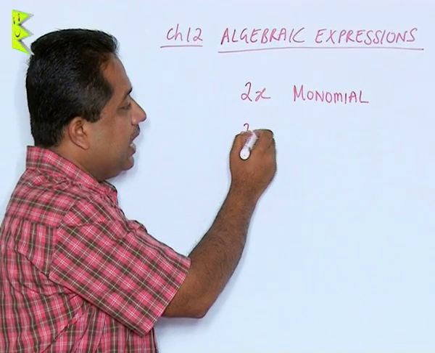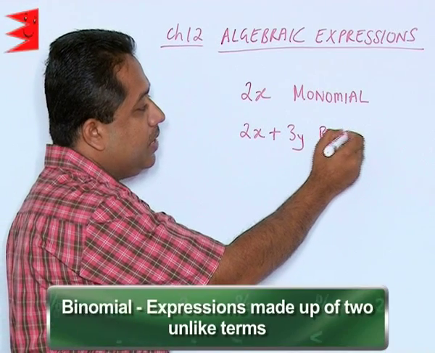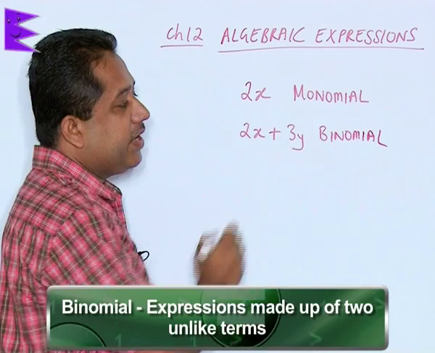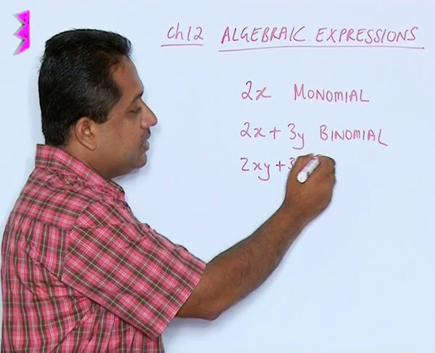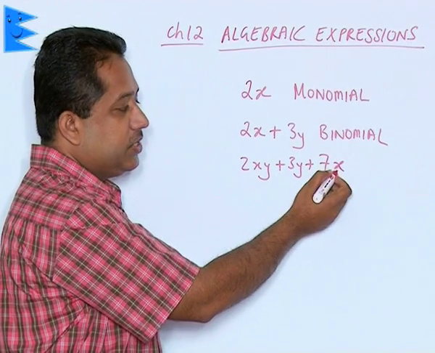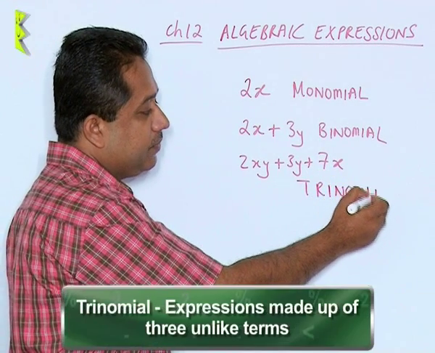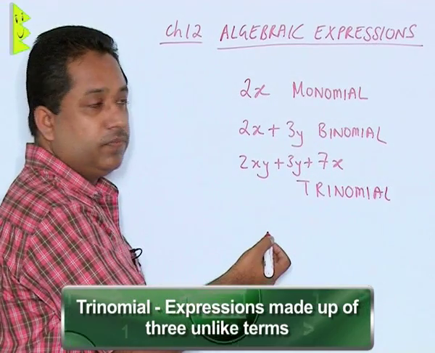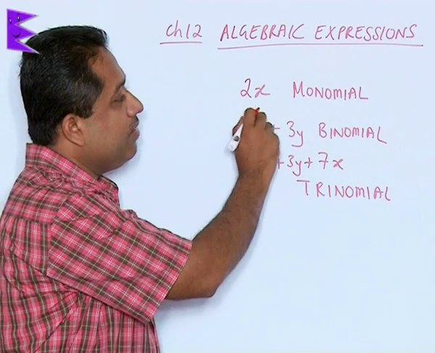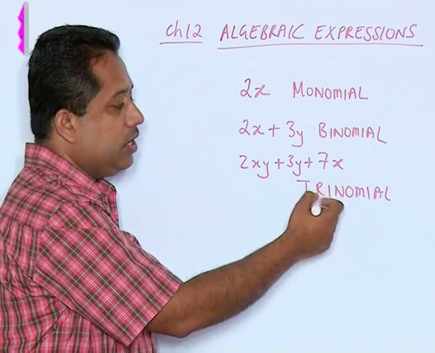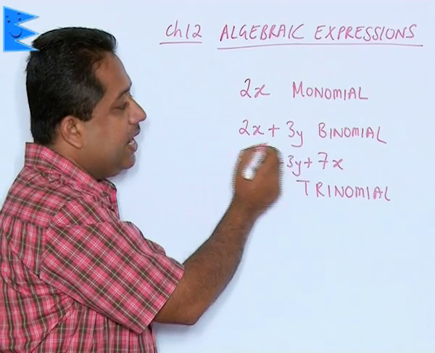If we have two unlike terms, let us say 2x plus 3y, then this is called a binomial. So, I can say that 2x plus 3y is a binomial. We have 2xy plus 3y plus 7x. We have three different terms here. These are three unlike terms and such terms are known as trinomials, and all these are polynomials. So, these are all referred to as algebraic expressions. So, we could have a monomial, a binomial, a trinomial, or it could be made of more than three terms.